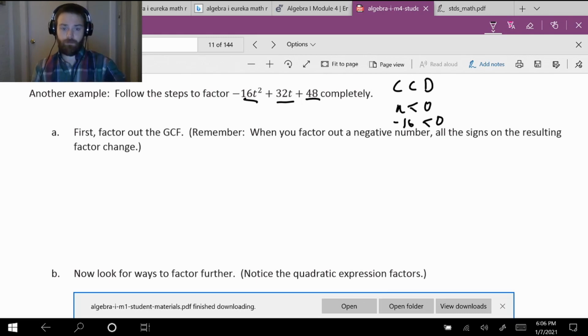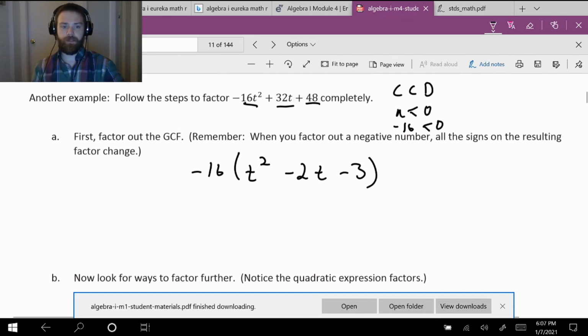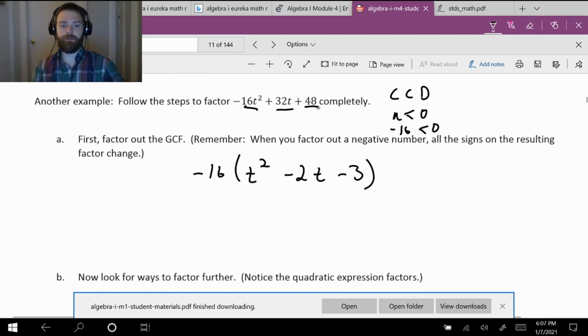So the GCF out of all these terms, the thing I can divide out of all these terms, is negative 16. So I'm going to do that. Negative 16 divided by itself is 1, so I'm left with 1t squared. 32 divided by negative 16 is negative 2t. And then 48 divided by negative 16, well, I think that's negative 3. Yeah, 16 times 3 is 48.